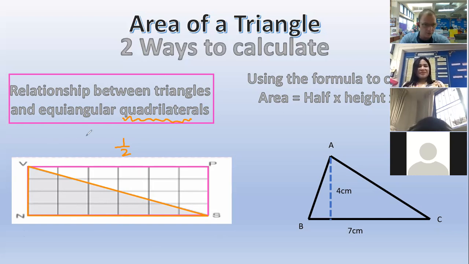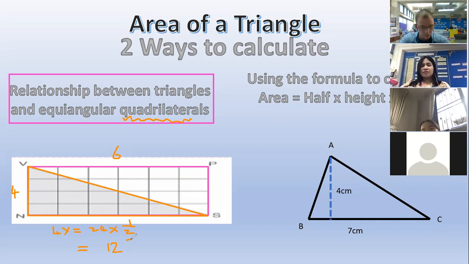So how do we calculate? Okay, let me not write the half there. How do we calculate? We first count the blocks. 1, 2, 3, 4, 5, 6. We first calculate 6 and downwards 1, 2, 3, 4. So we go 4 times 6 equals 24 square units. We know we have to multiply by a half or divide by 2 to get to 12 square units.